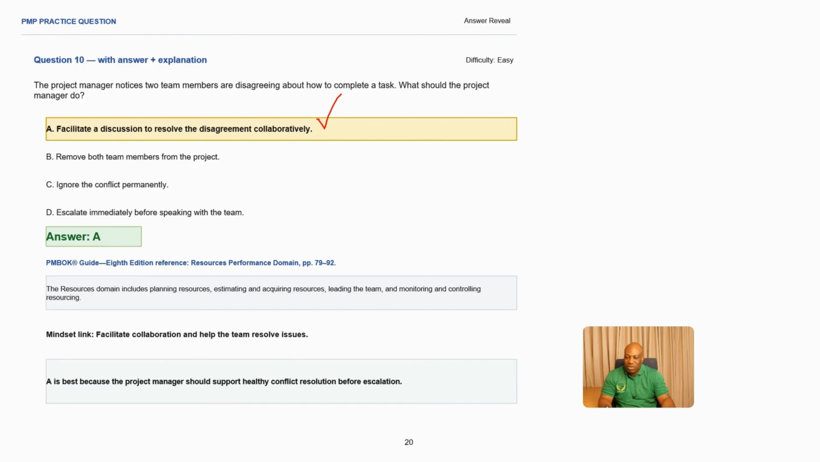And we are talking of resource performance. So what is our mindset here? It is to facilitate collaboration and help the team resolve issues. Making A the best answer, because the project manager should support healthy conflict and its resolution.